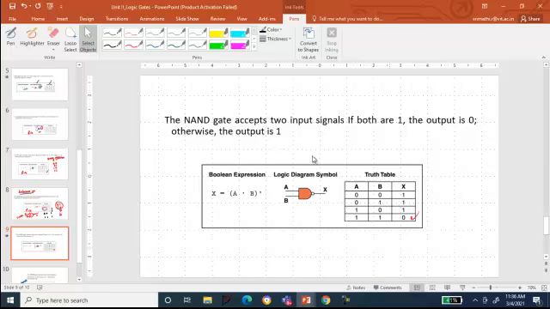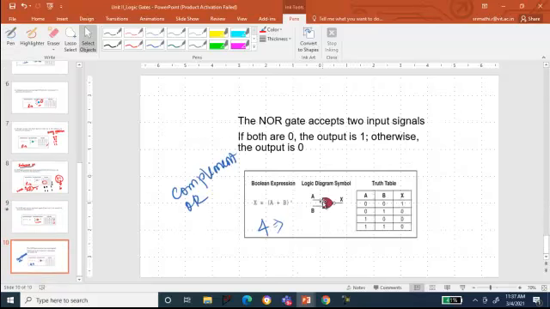And the NAND gate is nothing but the inversion of AND, so A dot B, the whole inverse. So other than the last one, for all the input combinations you will be having 1, and this is the logic diagram. You will be having a bubble at the output of the NAND gate.